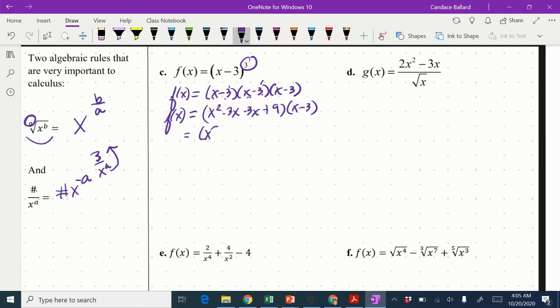I'm going to simplify the middle. So I'm combining like terms. I'm adding these guys up. I get negative 6x. Now, I can't FOIL anymore, so I am going to get out the box.